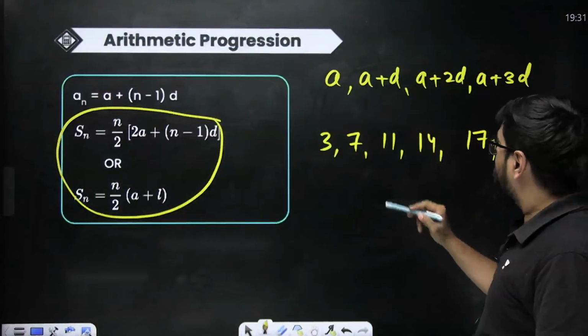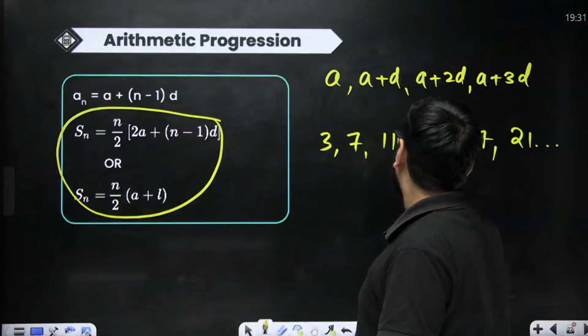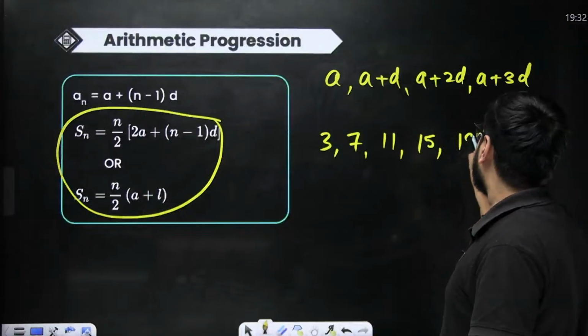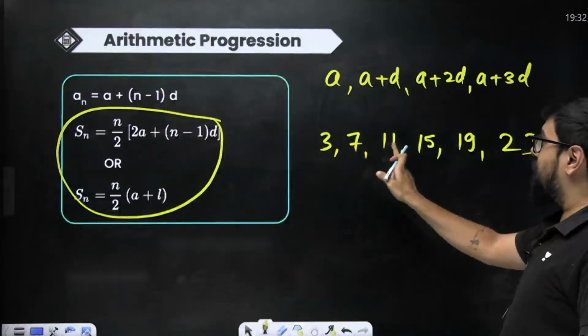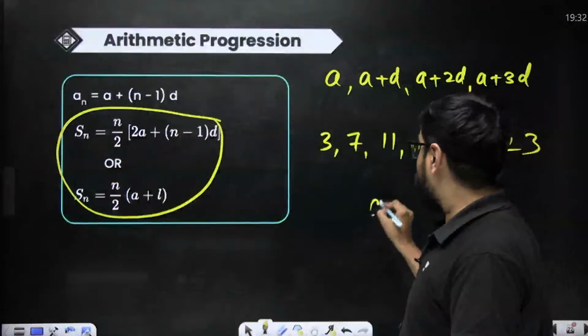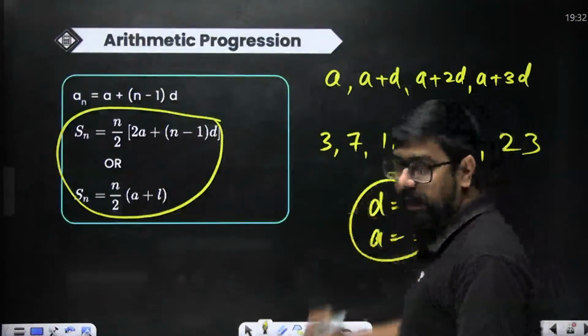Oh, sorry, wait, did I make a mistake over here? 3 plus 4 is 7, then 11, then 15 would be here. 15, 19, 23. So this is a, a plus d, a plus 2d, a plus 3d, a plus 4d, a plus 5d. What is d? Here d is 4 and a is nothing but 3. This is what we learned in our last class.